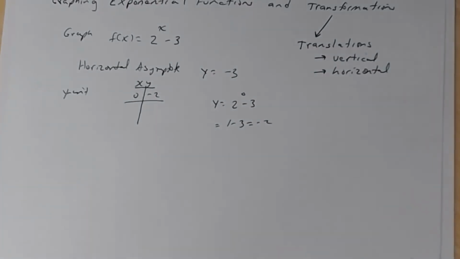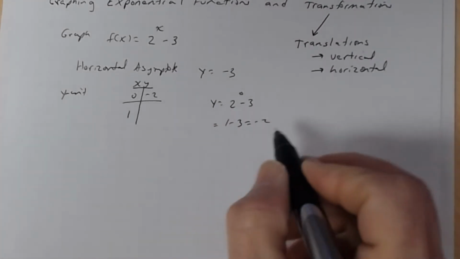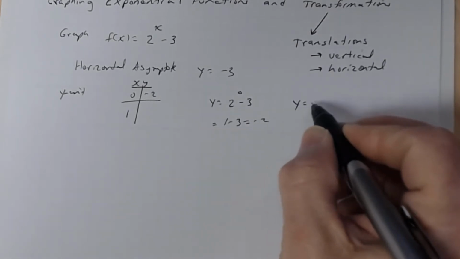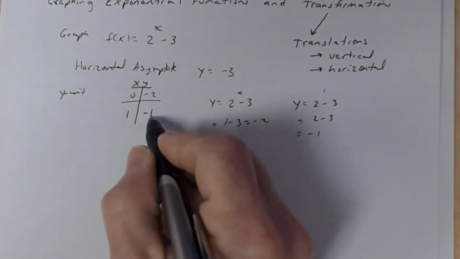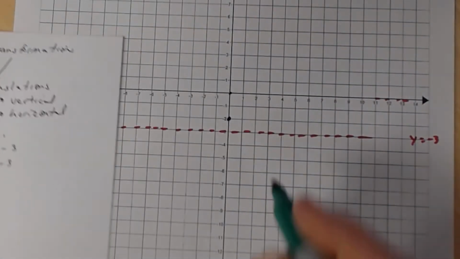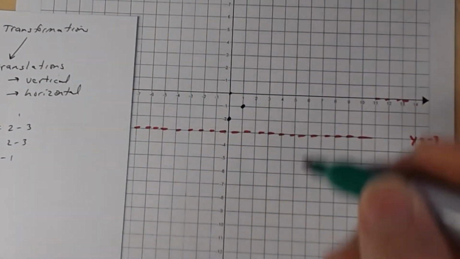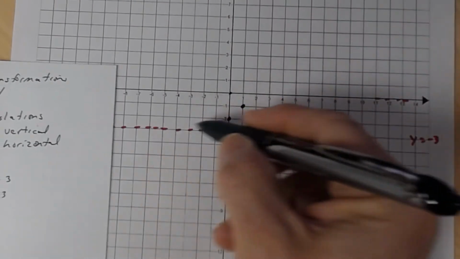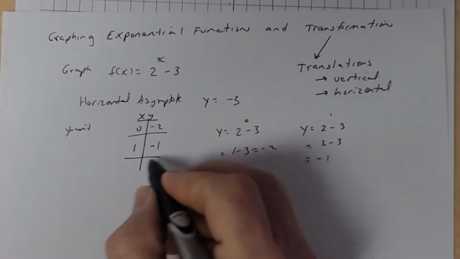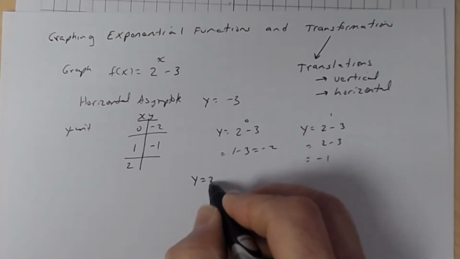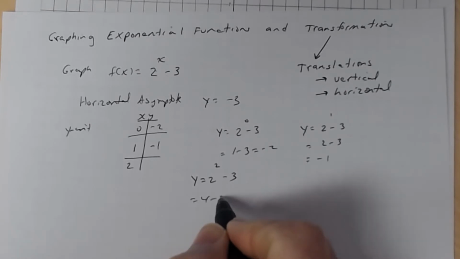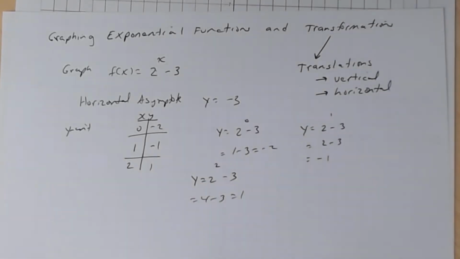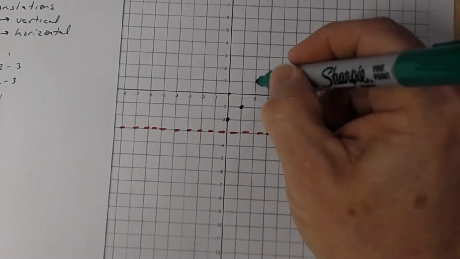So then we did a few more points, and so we said, well, if x is 1, I get y equals 2 to the first minus 3. So that's 2 minus 3, which is negative 1. So then I plotted the point 1, negative 1. And so then I get this point. 1, negative 1 is right here. And then remember, we had to do a few more because remember the graph of an exponential function looks like this. And so then we said, all right, if x is 2, y equals 2 squared minus 3. So that's 4 minus 3, which is 1. So then I plotted the point 2, 1. So I get something that looks like this.